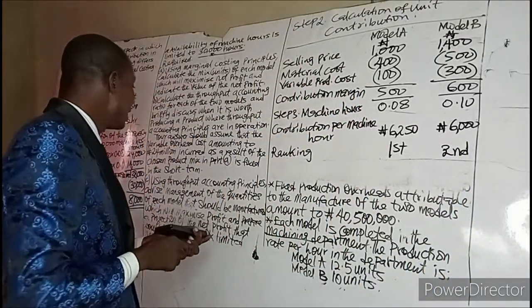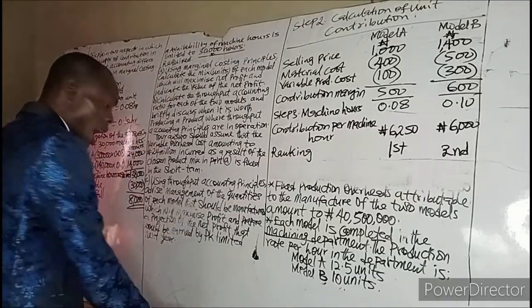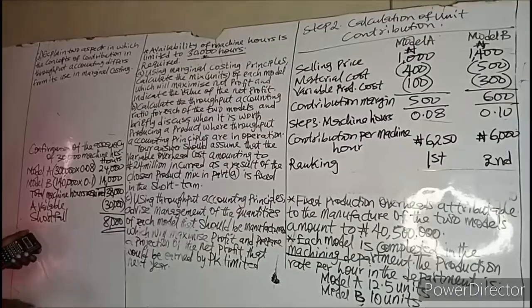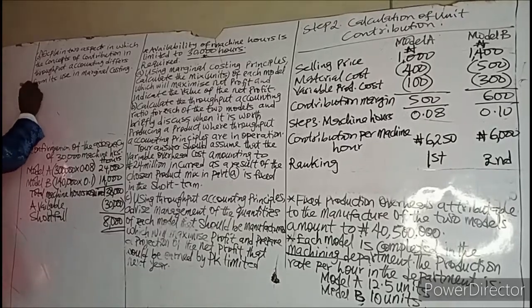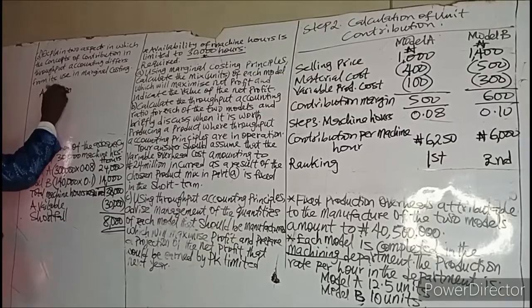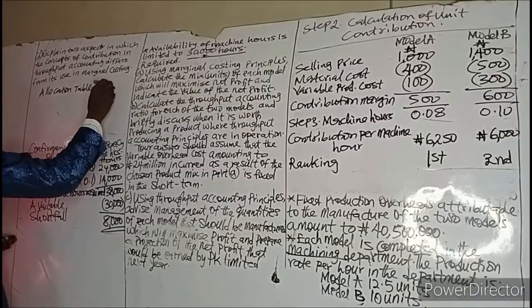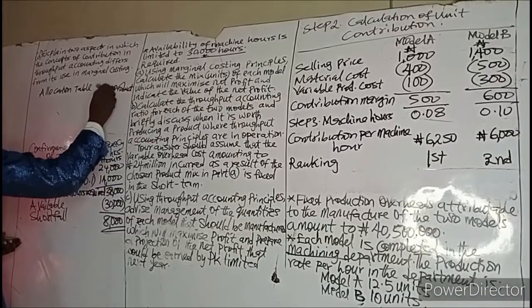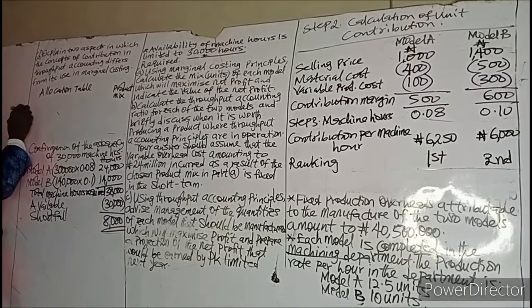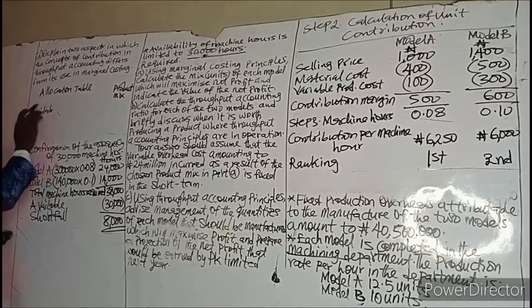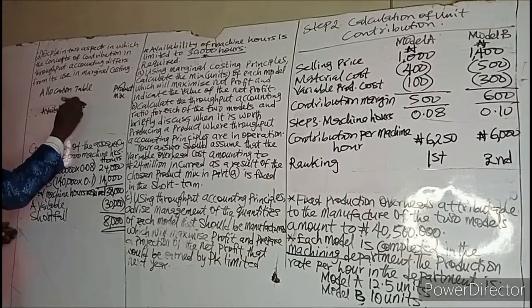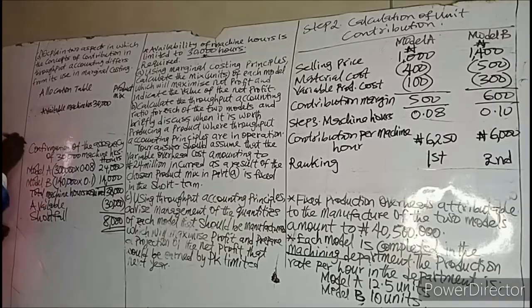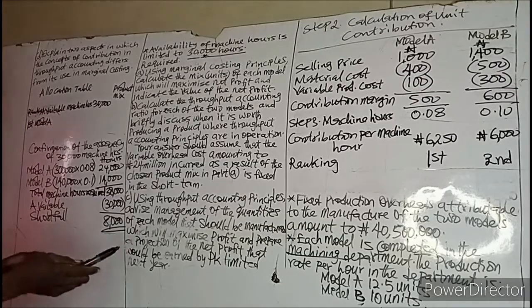Then the next step is the priority allocation. Now let's have the allocation table. Let's have demand or product mix. Available machine hours is 30,000 hours. So let me have ranking here. The product that is ranked first is model A. Model A is ranked first.